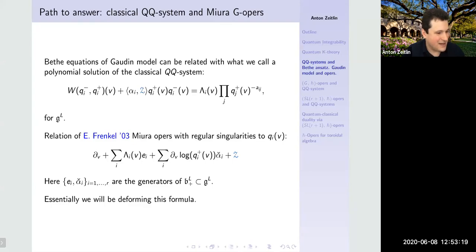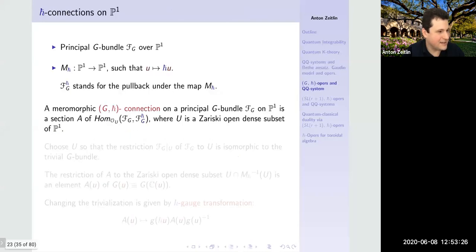So let me try and explain how it works. Let's discuss H connections on P1. I was supposed to name them q connections, but q is reserved for quantum symbology, so they're H connections. You have a principal bundle, and you have a multiplicative action. In principle, you could have an additive action. It's going to change things a little bit, and that would correspond to the additive form of everything we did before. Quantum group will be replaced with Yangian and so on. Here is a notation that we can pull back using this action, and then you can define the meromorphic GH connection as an element of Hom over here, right?